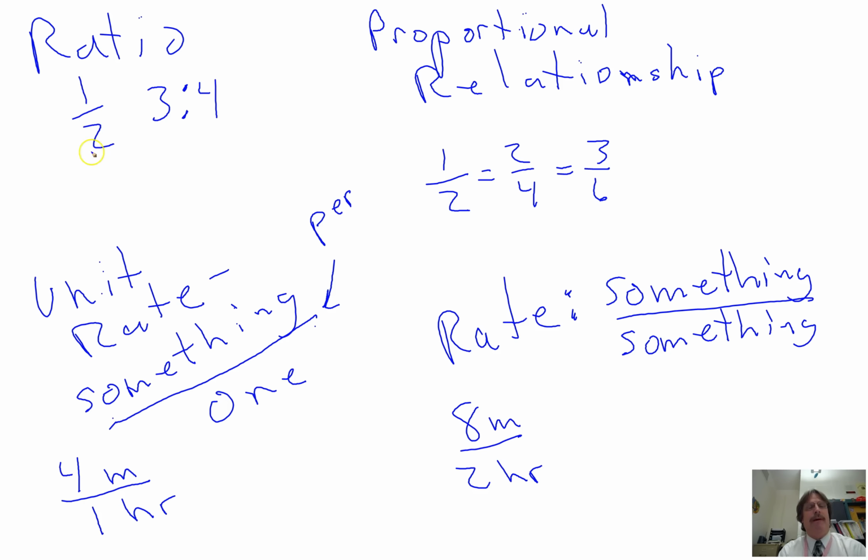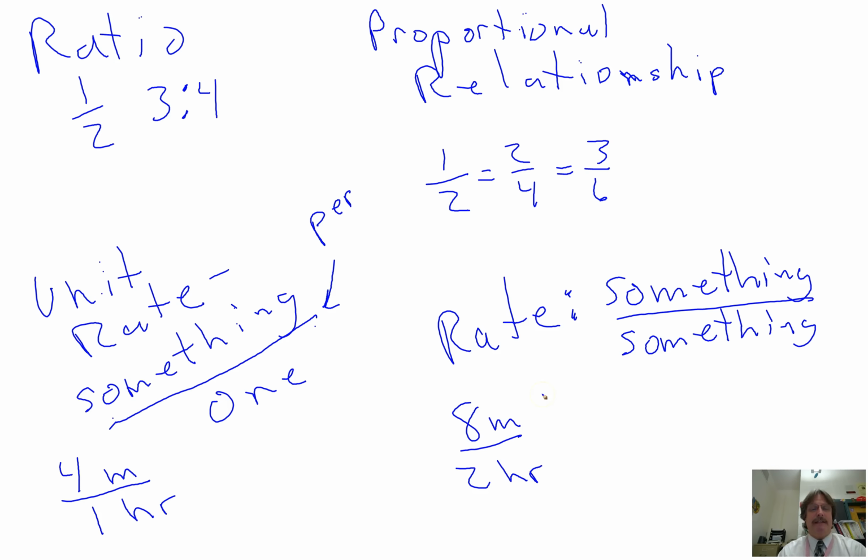An example is 1/2, or we can write it as 3:4, and we say it as 3 to 4. To expand on that, if we recall, a unit rate is something per 1. Remember our word per, and whatever the 1 unit is. This example here is 4 meters per 1 hour, so a person is walking 4 meters every hour. That comes from a rate, which is something over something. Another example is 8 meters per 2 hours, or the person is walking 8 meters every 2 hours.